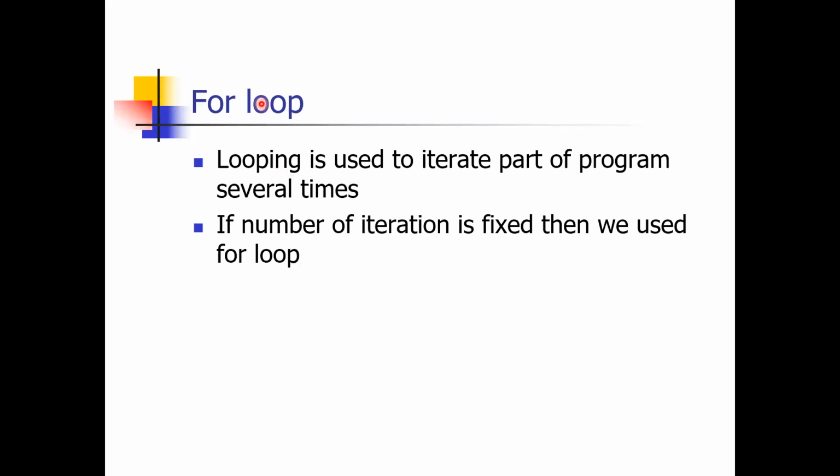For loop. You know what is loop? Looping is used to iterate something. If you want to iterate something several times, then the loop concept is there. So looping is used to iterate part of a program several times. But if the number of iterations is fixed, like we want this iteration for 10 times or 5 times, then definitely we use the for loop. Suppose from I equals 1 to I equals 5, then we'll apply for.